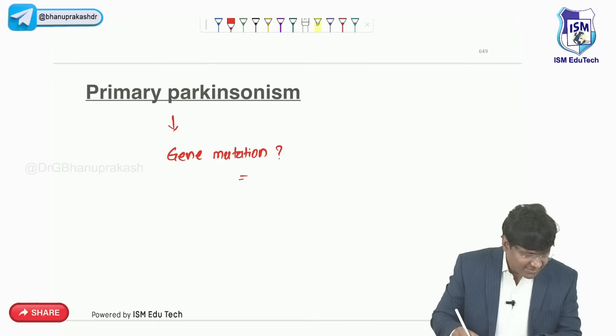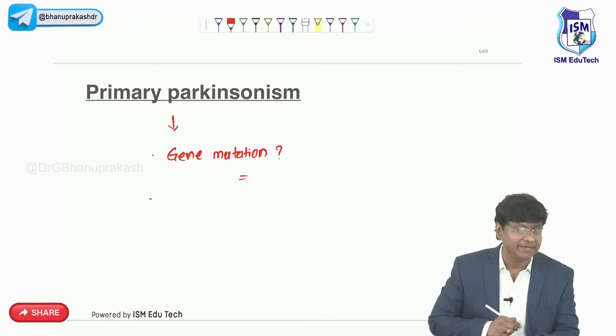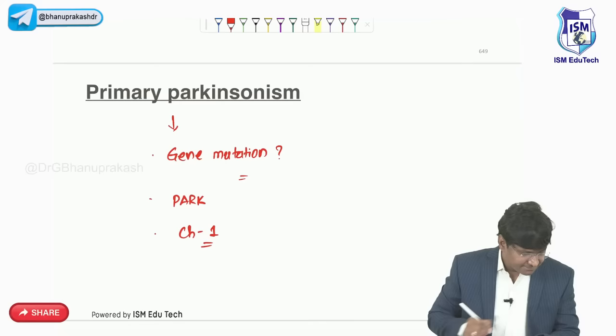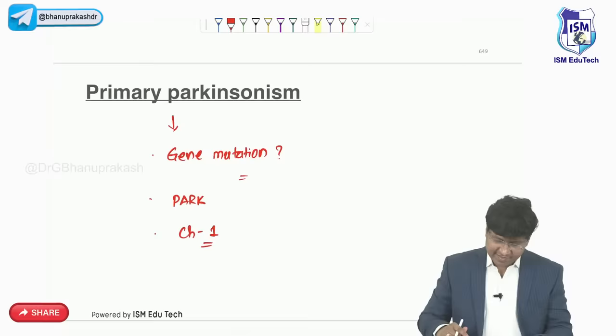Yes. What is the gene that is being mutated in patients with primary Parkinsonism? The gene that is being mutated in primary Parkinsonism is the Park gene, and it is present on chromosome 1. Okay? Then you have secondary Parkinsonism. Secondary Parkinsonism is what? It is secondary to encephalitis, post-encephalitis.